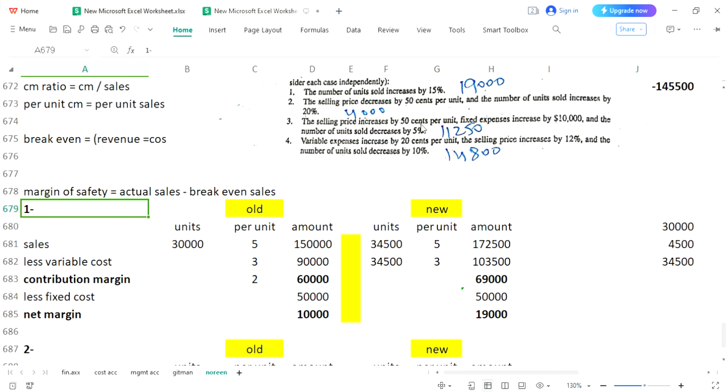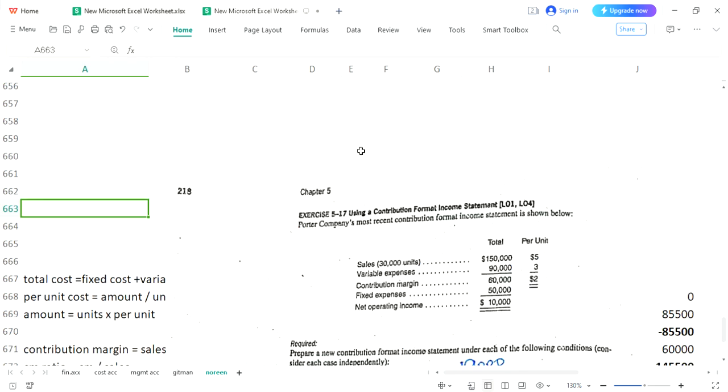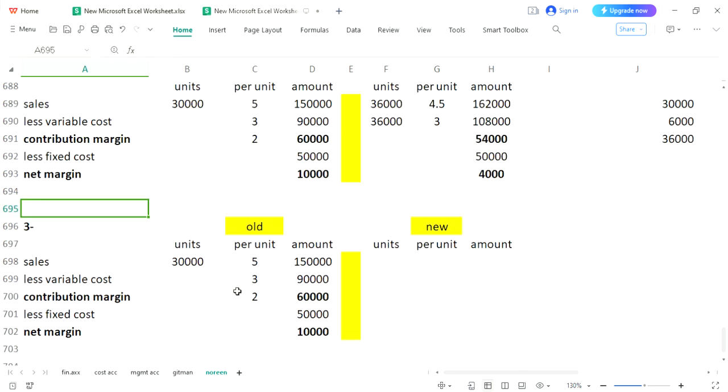Selling price increased by 50 cents. Keep it in mind, it's not 50%, it is 50 cents per unit. So 50 cents means 50 divided by 100, which is 0.5. So we will increase the selling price by 50 cents. The initial price was 5, and now when you increase by 50 cents, what will happen?